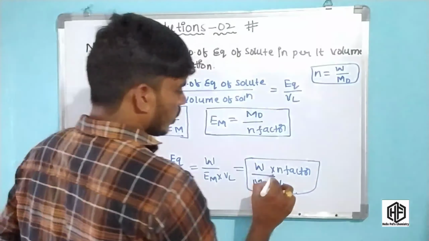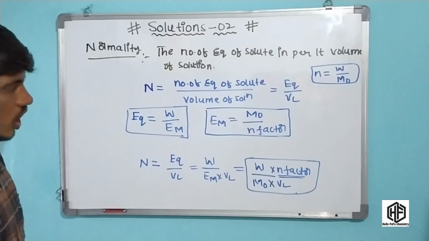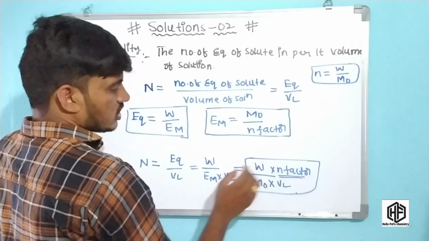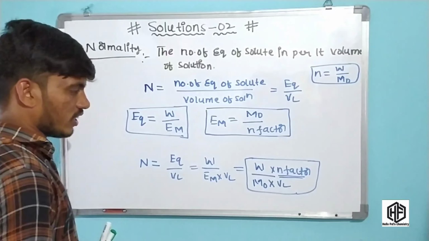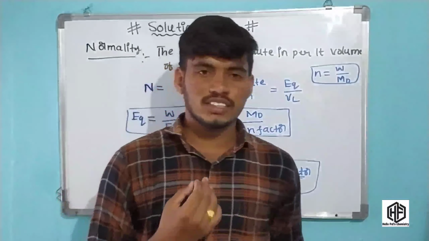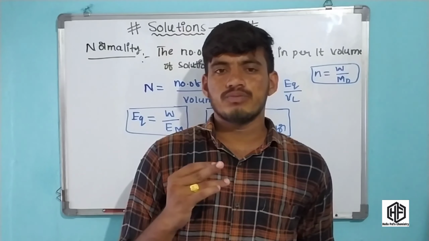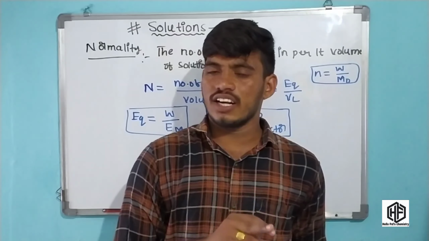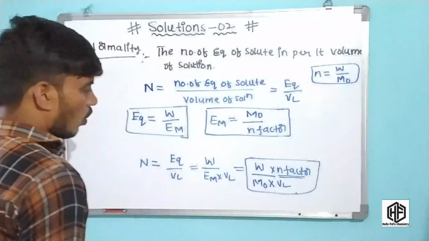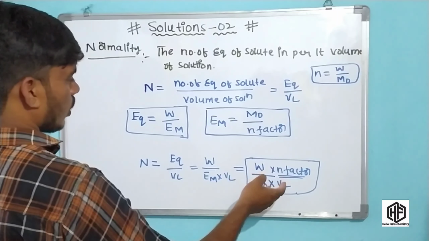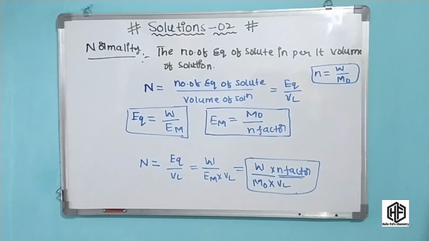Now how to calculate the N factors? Now start this section, the calculation of N factor. Calculation of N factors depends upon acidic and basic, oxidizing agent or reducing agent, and salts. Okay friends, now how to calculate the N factor? First of all, I am going to talk about N factor calculation.